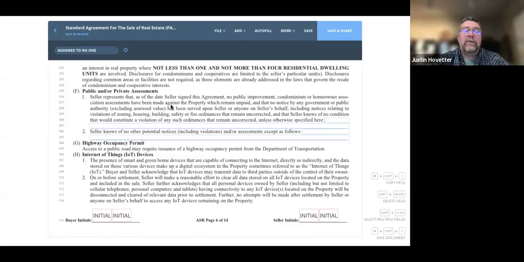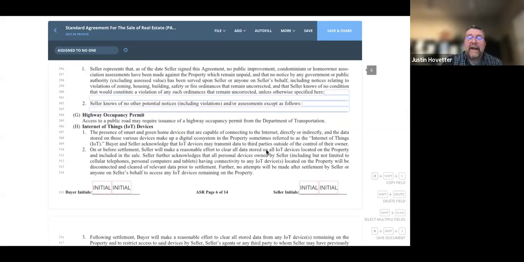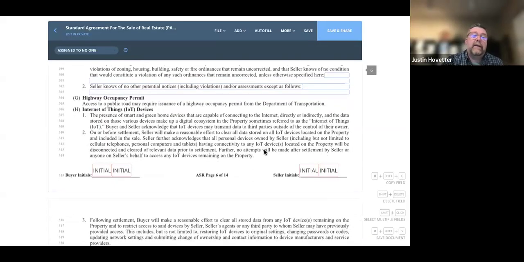And then seller knows of no other potential notices, including violations or assessments, except as follows. So this is their spot to cleanse their soul and say, hey, I got this nasty letter in the mail. I have to fix that.